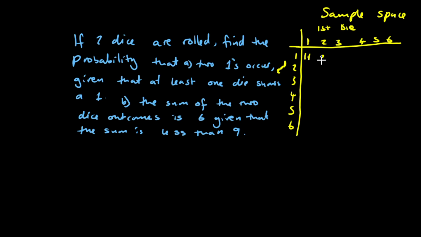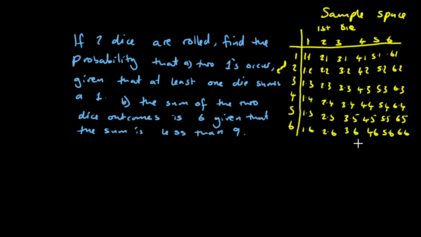Or we can have a 2 and a 1. 2 and 1. We can have a 3 and a 1. And then 6, 6. Now the question is saying that 2 1s, okay, given that this is the new sample space, right? This is the new sample space for this sub-question, the reduced sample space. So the reduced sample space is going to deal with what?